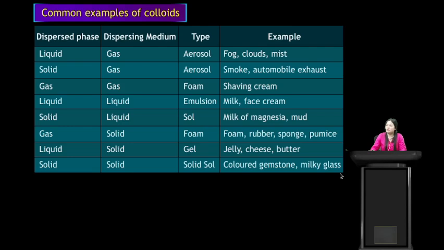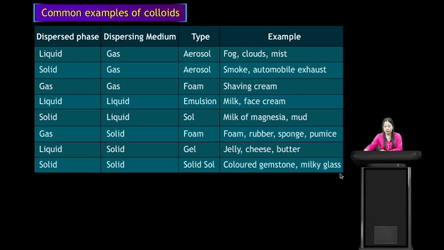The next is if both the dispersed phase and dispersing medium are solid. This type of colloid is called solid sol. Some examples include colored gemstone, milky glass, etc. So these are some common examples of colloids.